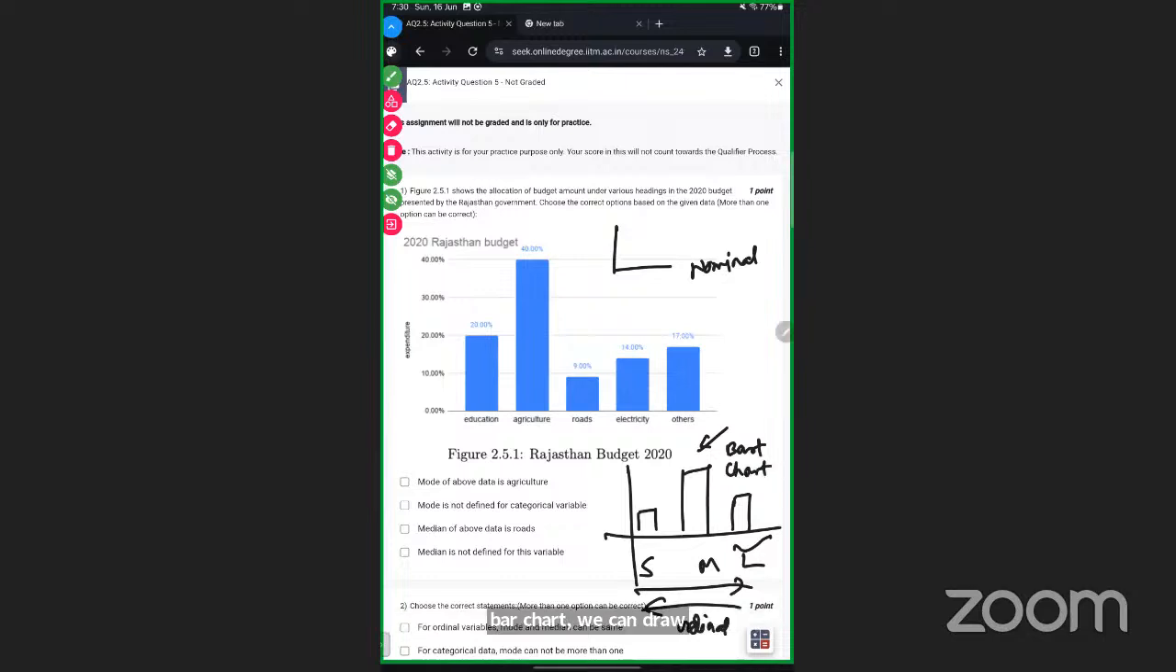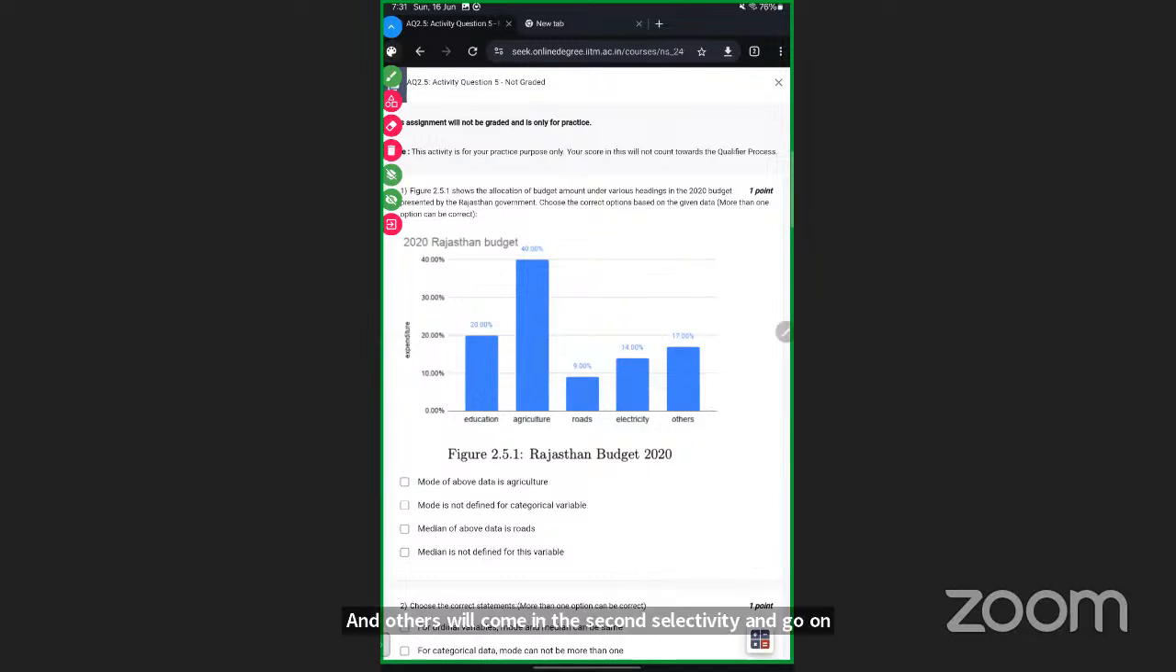In this Rajasthan budget, when we convert it into a Pareto chart, agriculture will take the first position, and others will come after: electricity, education and so on. After doing it, what is the importance of the line that we need to draw for the Pareto chart? There is a line that connects the Pareto chart.